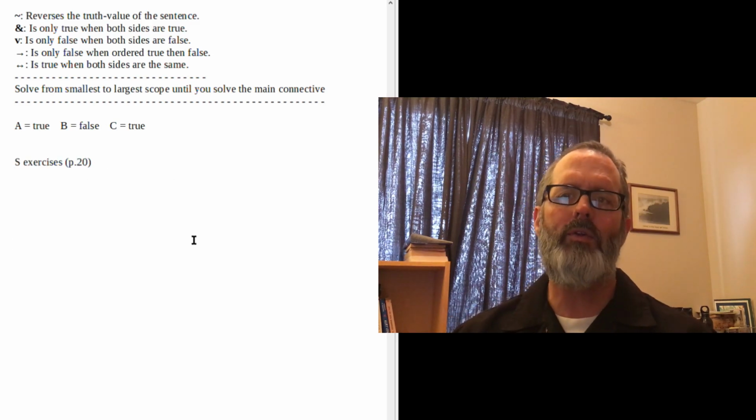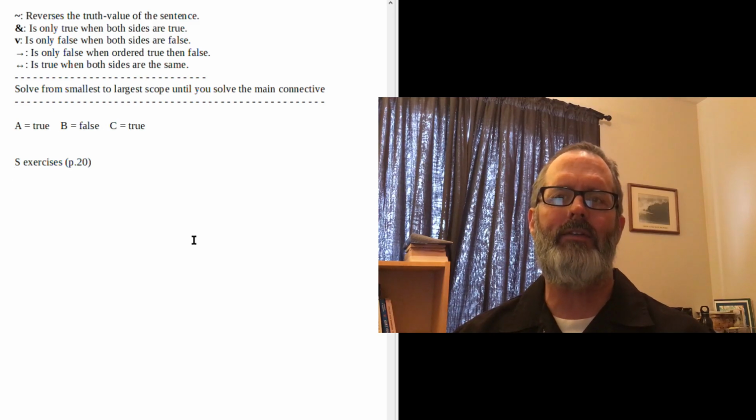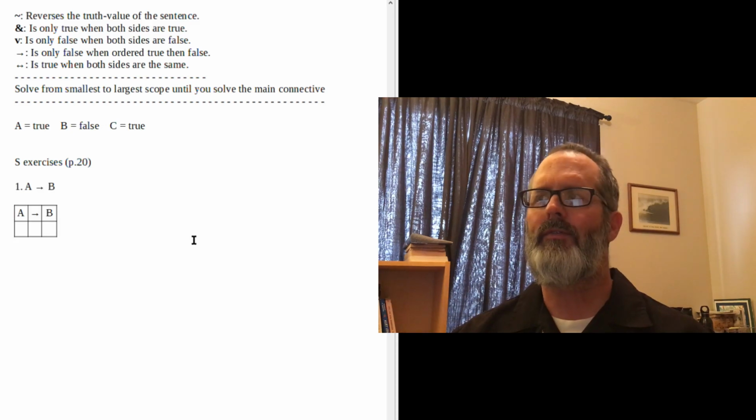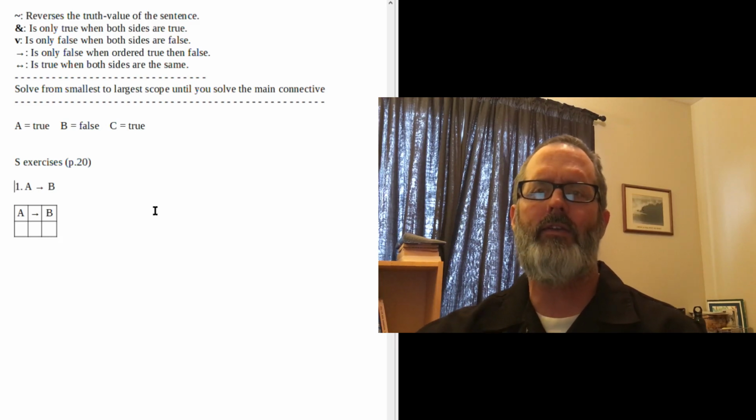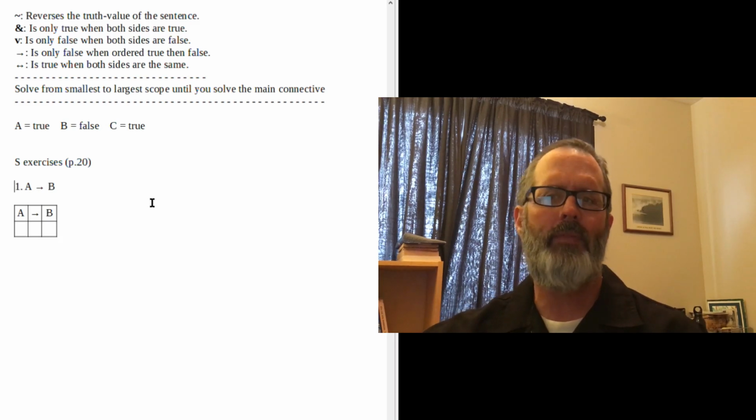So now we will turn and look at the S exercises on page 20. So I have simply taken them and written them out the way we have so far. All right, so the S exercises on page 20, let's look at those, right? Here we are. Here is what it says for number 1. I've simply written it into the table. We look at our sentence and what do we find? I'll just work in the table this time.